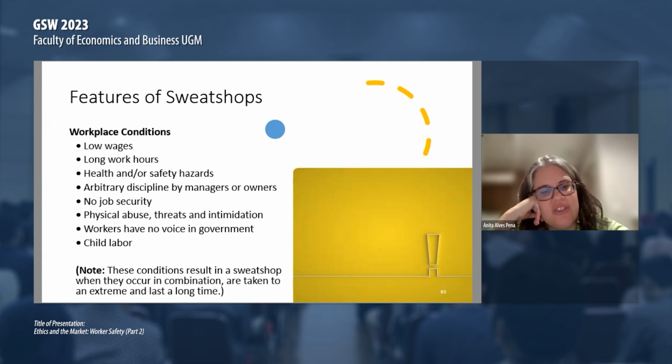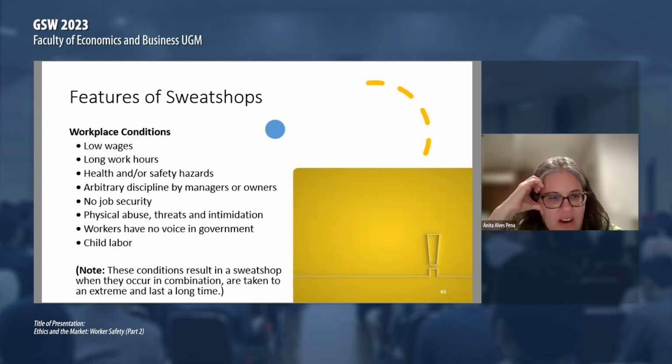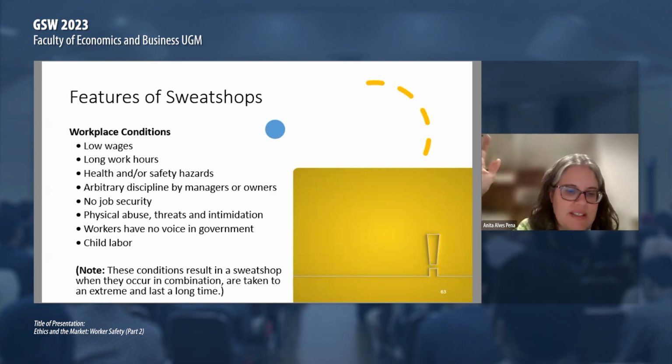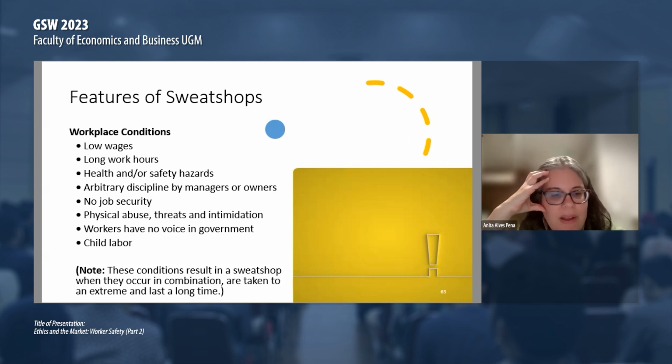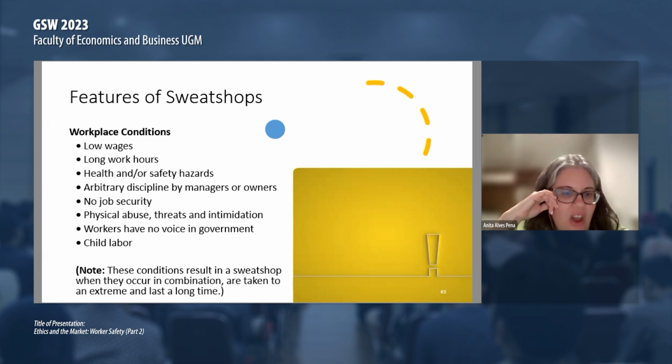So when we have all of these features working together, and when they're taken to an extreme and lasting a long time, I point that out because these individual conditions, one by one, could occur in all kinds of industries. You might experience long work hours at a particular busy time, but that doesn't mean we're talking about a sweatshop. It just means that a particular employer is busy during a season or facing a deadline. Some of these things may occur one-off in all kinds of employment scenarios, but it's really the conjunction of all of them together that's creating the institutional environment we want to consider when we're thinking about what is a sweatshop.